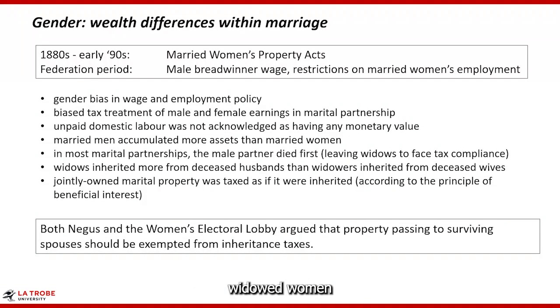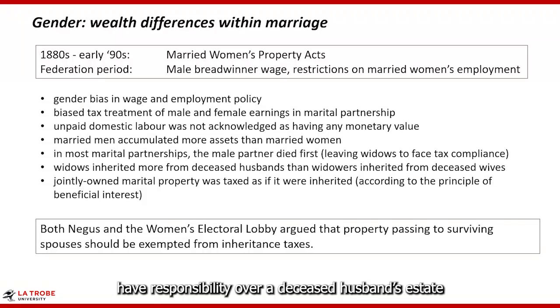There were a lot of reasons why widow women faced more onerous tax compliance burdens than widow men. First of all, in most marriages, the husband died first. Australian women live longer than Australian men, and they still do. And Australian women usually married men who were 7 years older. This meant that women most often had the responsibility of administering the deceased husband's estate and finding the money to pay taxes. Second, married women earned less and owned fewer assets than married men. That meant that a widow would usually inherit more from her husband than a man from his wife, and the tax would normally be higher.